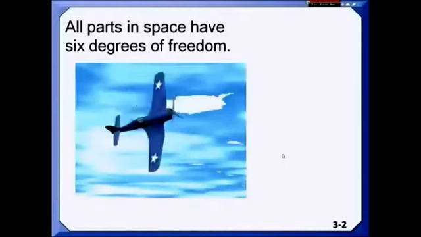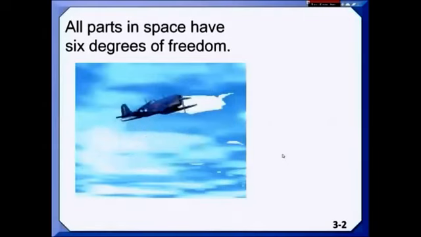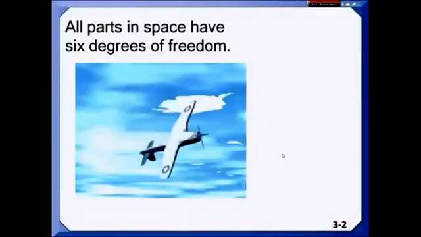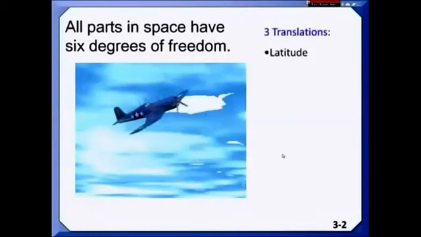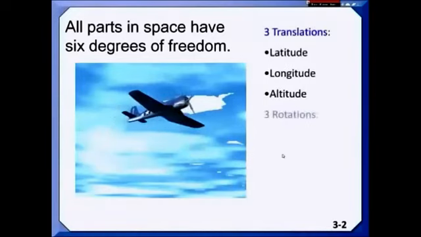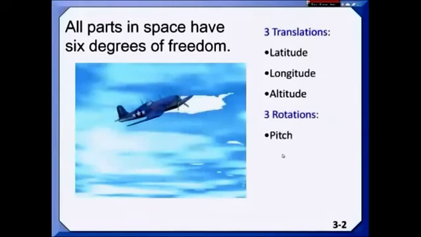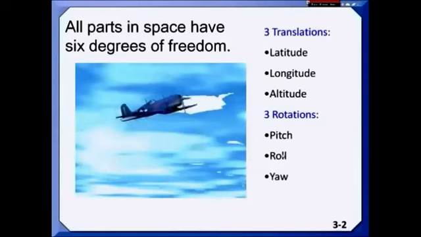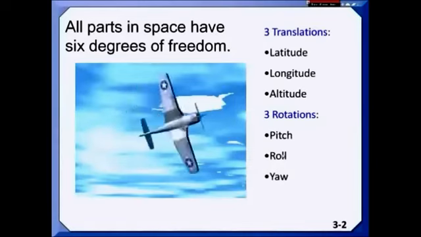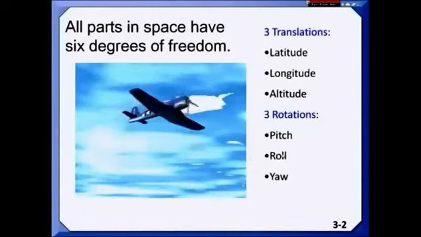We point out that an airplane in space, as with all parts, has 6 degrees of freedom. The 3 tudes, latitude, longitude, and altitude. And the other 3 tudes, which are the attitudes of pitch, roll, and yaw. And how we use datum features on parts to constrain some or all of these degrees of freedom.